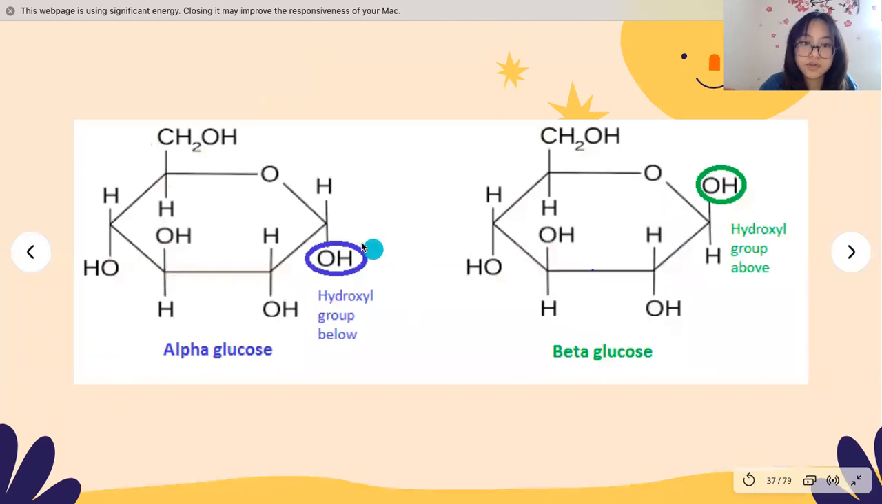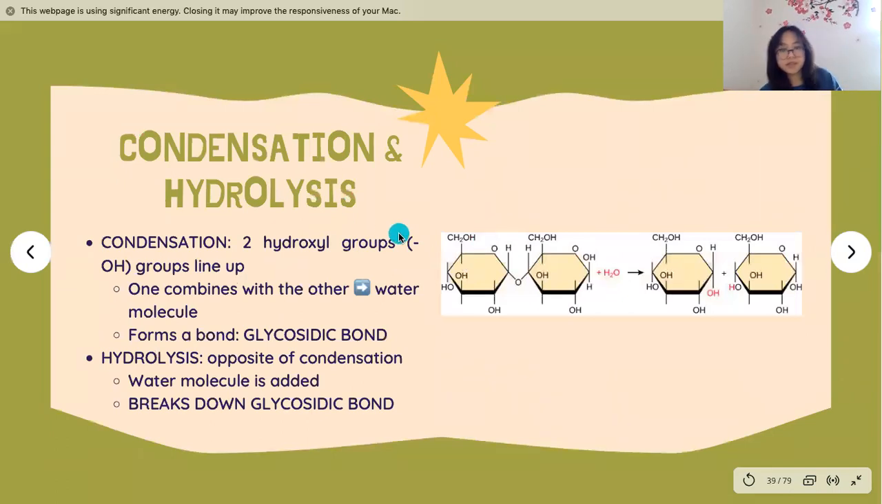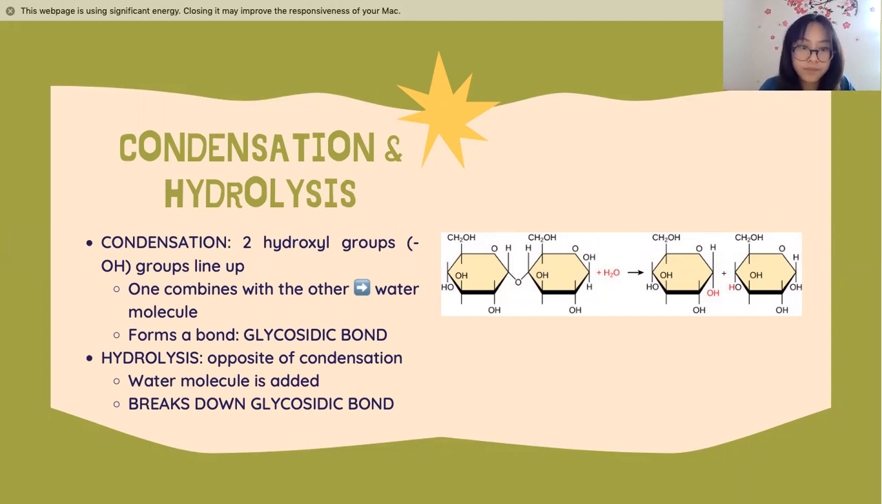In alpha glucose, the hydroxyl group is below the hydrogen, and in beta glucose, it's above the hydrogen. Disaccharides are two monosaccharides that are joined together. They are still sugars. Disaccharides are created through condensation reactions. This is when two hydroxyl groups line up, and one water molecule is taken out, and it forms a glycosidic bond. Hydrolysis is the opposite reaction needed to break down the glycosidic bond and make them back into monosaccharides.